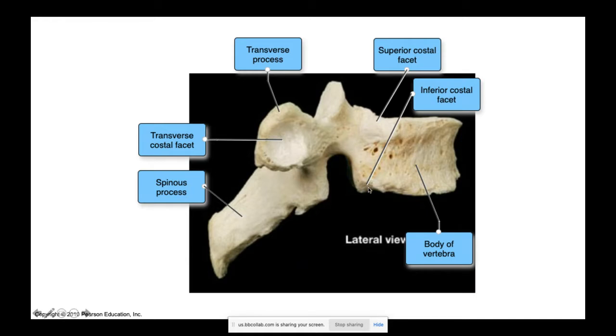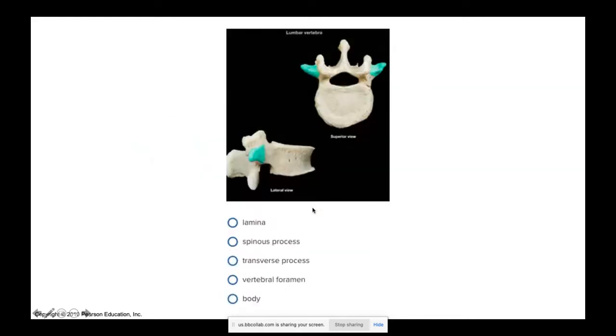So superior and inferior costal facet. This facet is on the transverse process, so it's called a transverse costal facet. This right here would be the superior articulating facet, and down here the inferior articulating facet for the vertebrae itself. Here's the TP, or the transverse process. That's from looking at a bird's eye view, superior view, and what it would look like on a lateral view.